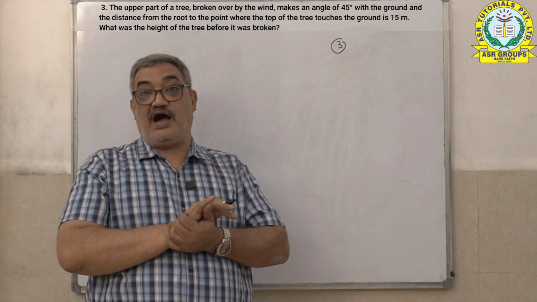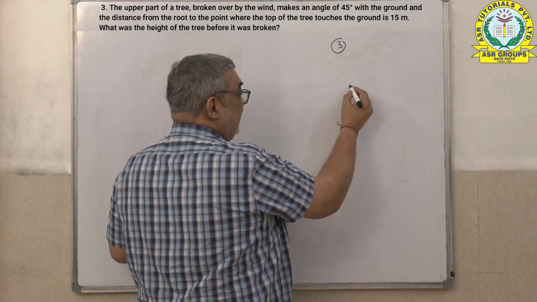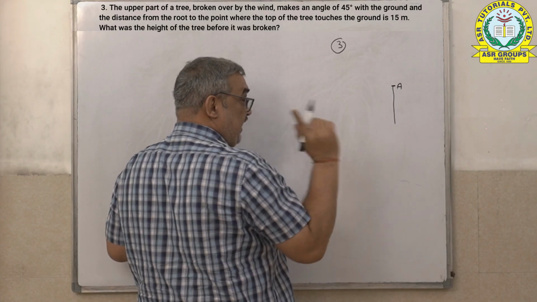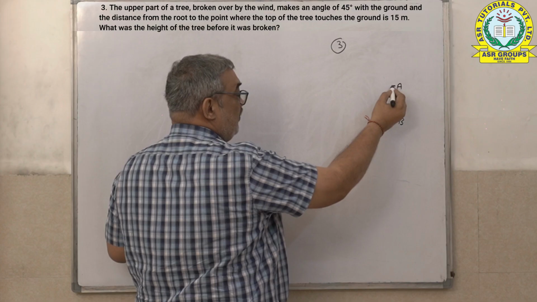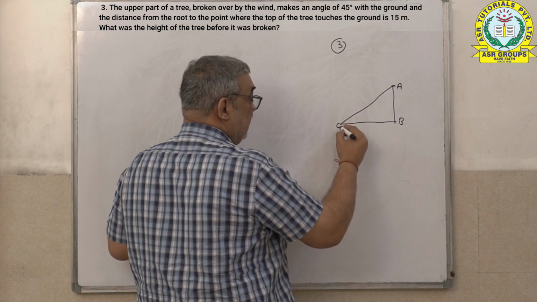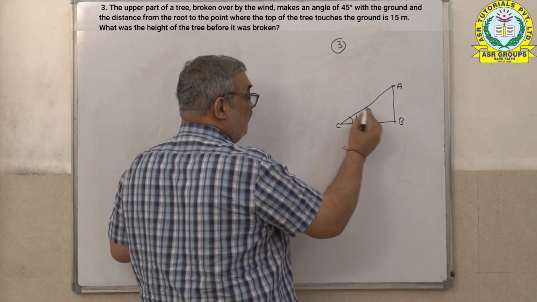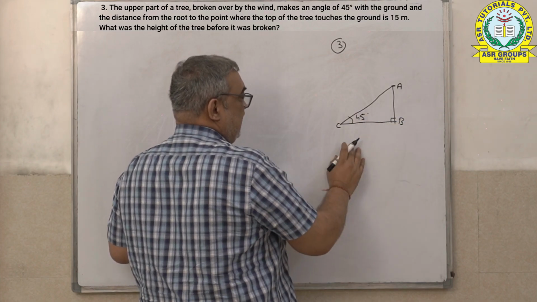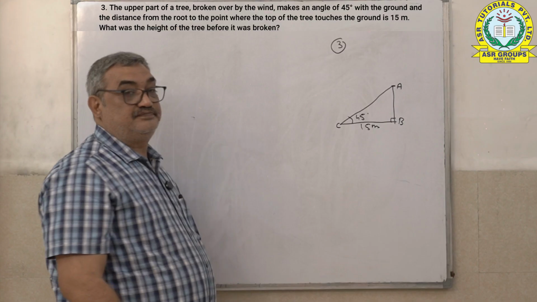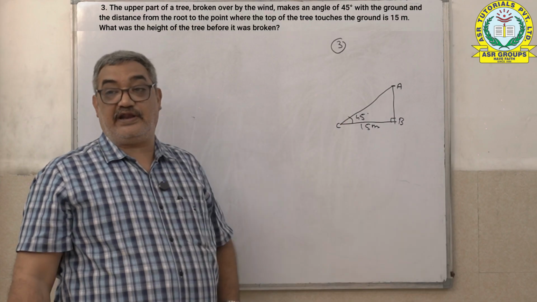There was a storm, and the poor tree broke. A tree broke from here. This is the broken part. Be careful. It broke from here and the tip of the tree touched the ground here. This angle is 45 degrees. And this part is 15 meters. Now you have to find the height of the unbroken tree.